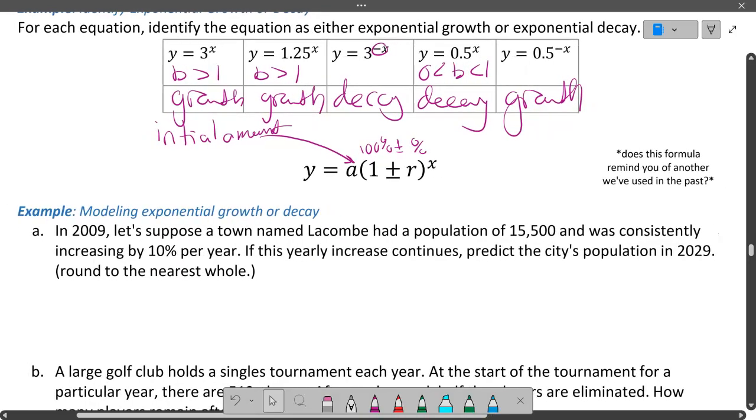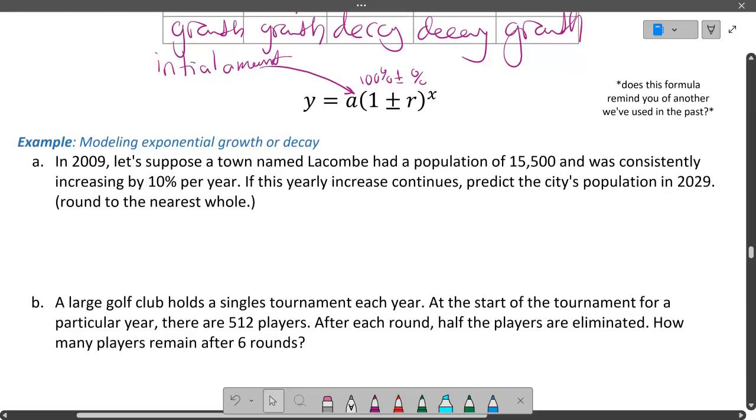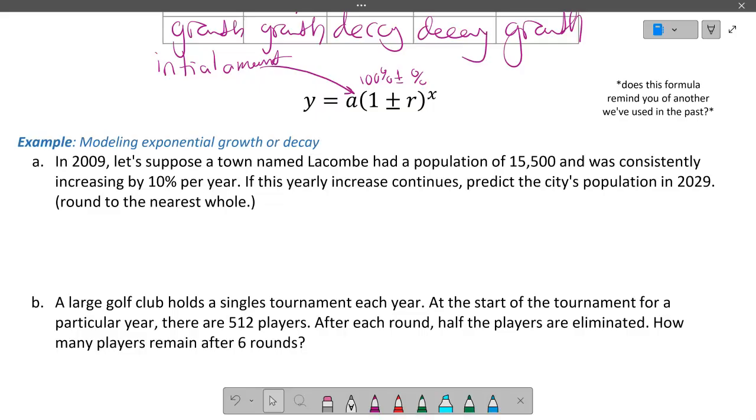Okay? All right, so we want to model growth and decay. So in 2009, we've got a town. They had a population of 15,500.